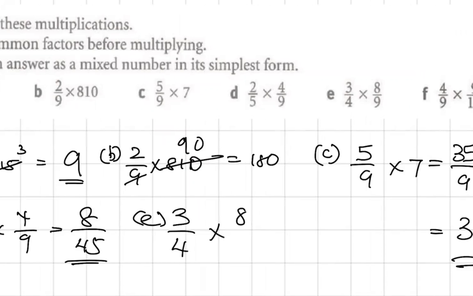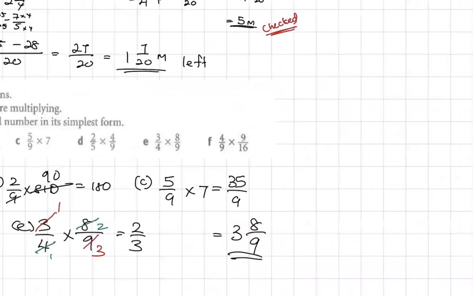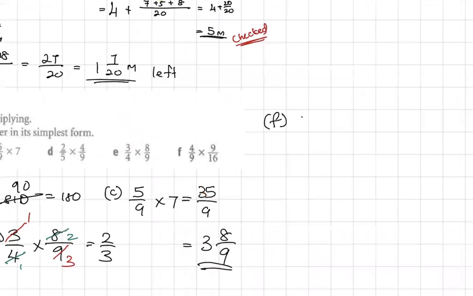There's something you can do here because you can actually cancel it according to the cross. 8 and 4 divisible by 4. 9 and 3 divisible by 3. 2 over 3. Last but not least, F. 4 over 9 multiplied by 9 over 16. So this one you can just cancel them off because both divisible by 9. This one we can change it, divisible by 4. So at the end, we're going to get 1 over 4.